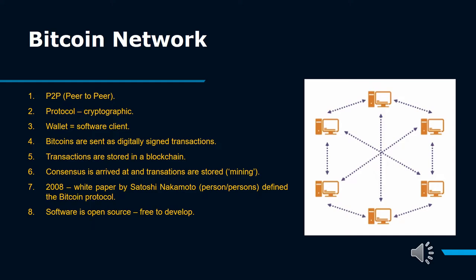Users send and receive bitcoins, the units of currency, by broadcasting digitally signed messages to the network using Bitcoin cryptocurrency wallet software. Transactions are recorded into a distributed, replicated public database known as the blockchain, with consensus achieved by a proof-of-work system called mining. Satoshi Nakamoto, the designer of Bitcoin, claimed that the design and coding of Bitcoin began in 2007. In 2008, a white paper by Satoshi Nakamoto defined the Bitcoin protocol. The project was released in 2009 as open-source software.